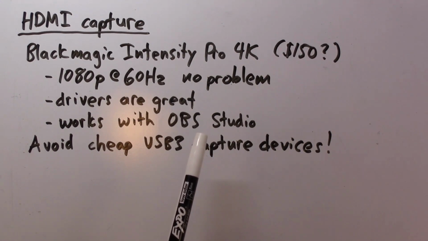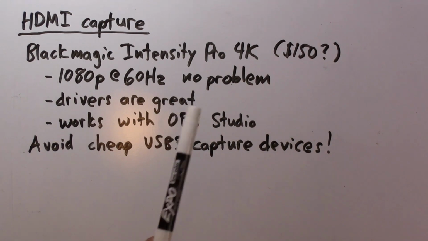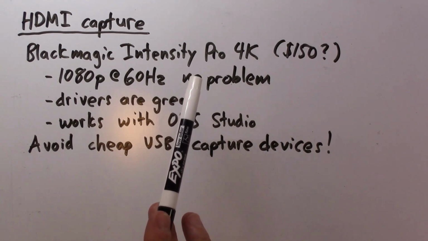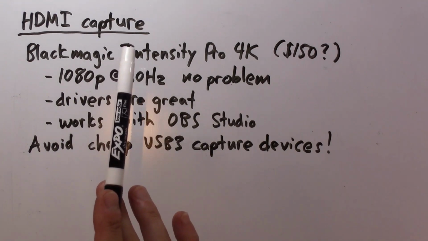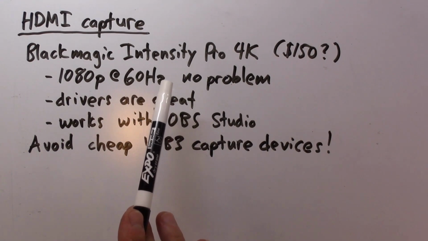I know a lot of people will just shoot with a camera and save video to a memory card and then transfer files from the memory card. I would far rather stream directly to the computer and capture directly onto the computer, and basically HDMI capture is part of that equation. I would avoid using cheap USB 3 no-name capture devices. You can find them on eBay and Amazon and so forth. I have one, and it kind of works, but mostly doesn't work, and they're just basically a nightmare to use. So the Intensity Pro 4K has always worked really well for me.